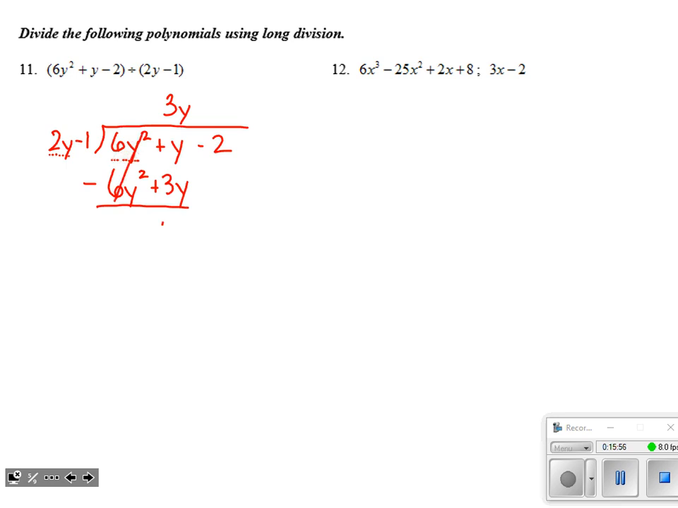So I will switch the signs and then add them up. That's the same thing as subtracting. And then drop down the next term in line. And now the process starts anew. What do I multiply this 2y by to make it match 4y? Positive 2. If I distribute that positive 2 out front, I get 4y minus 2. And I switch the signs and add, I get a remainder of 0. My answer is simply 3y plus 2. There was no remainder.